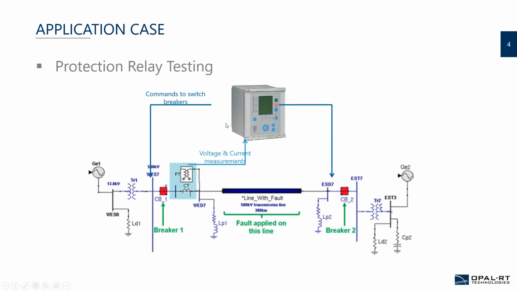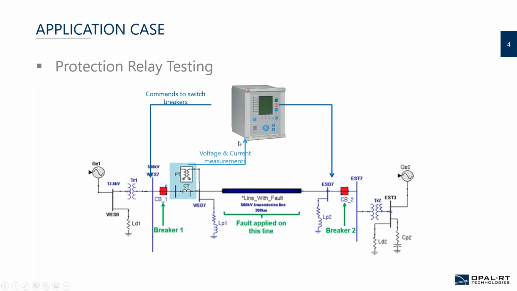Now I have another example of a hardware in the loop application, and this is a very common application used in industry: protection relay testing. You have your relay under test, and you send your command in order to open the breakers. Here in this example, this is my network. Here I have the second breaker, and here my first breaker. Depending on the value of the voltage and current measurements, the relay will receive them.